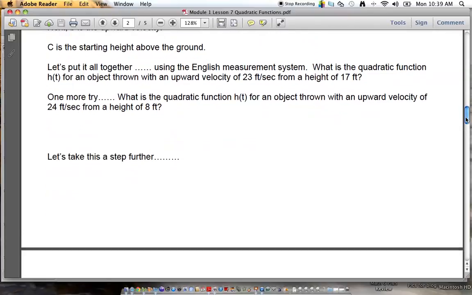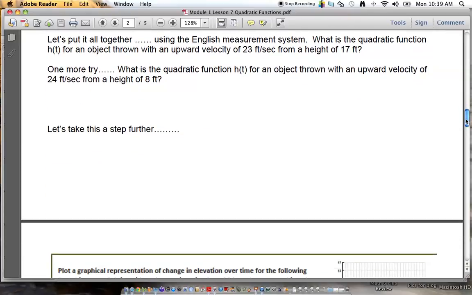And then we keep going, and then it says one more try. What is the quadratic equation h of t for an object thrown through the air at upward velocity 24 feet per second, height of 8 feet? Does your paper say that? No. Look for the box, look just under the box. It stops at the next row. Oh, it's on the top of the next page? Yeah. Okay, so go to there and do that. It's different numbers. Top of the next page. Same exact kind of idea to reinforce that notion.